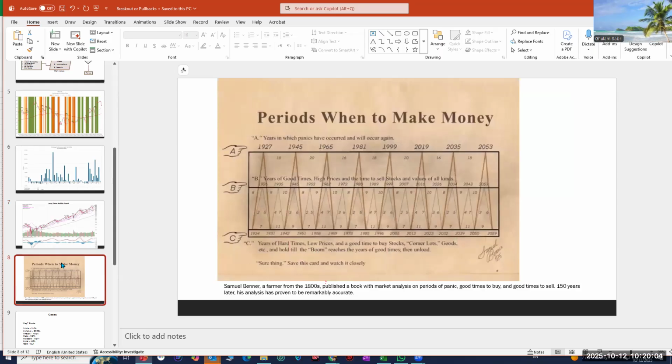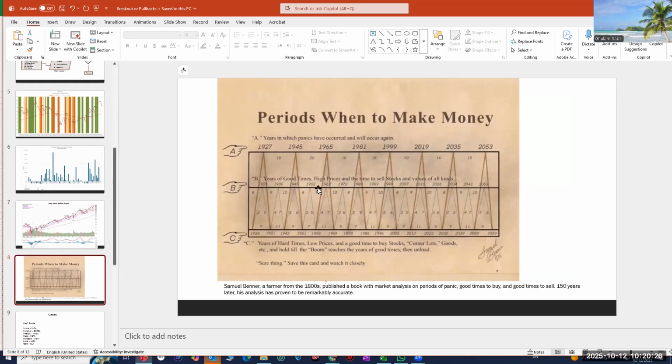Now, this particular slide, I found it interesting. Some of you might have seen it. This is 150 years old from Samuel Benner, who was a farmer, and he published a book on market analysis on periods of panics, good time to buy and good time to sell. And that was very manual, no computers and no fancy charts at that time.